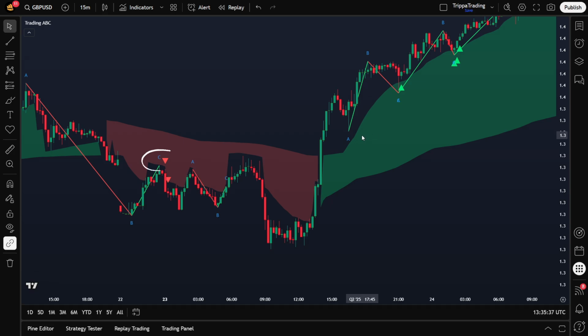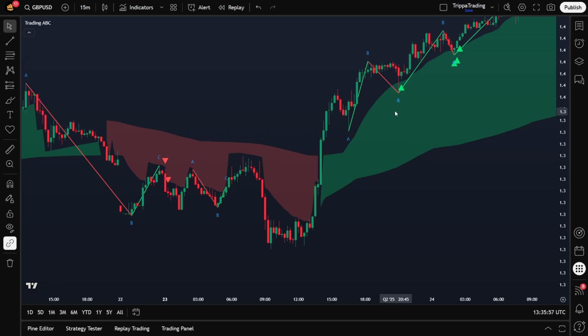You'll also notice small triangles that show buy and sell signals, but I suggest ignoring those. They can be inconsistent. Instead, use the cloud to identify the trend and the ABC pattern to find pullbacks. Then, rely on price action or your own confirmation tools to time your entry.